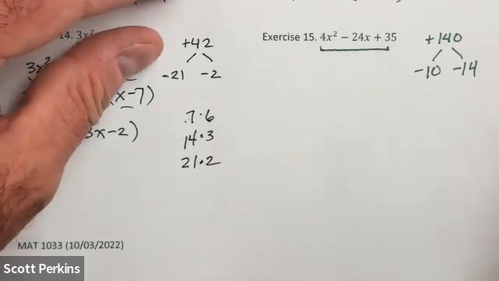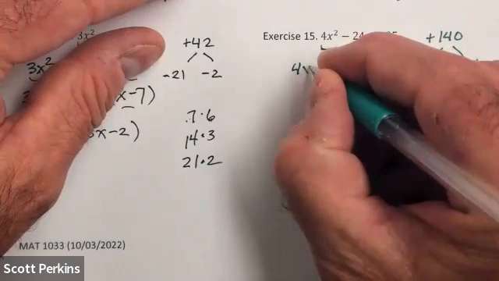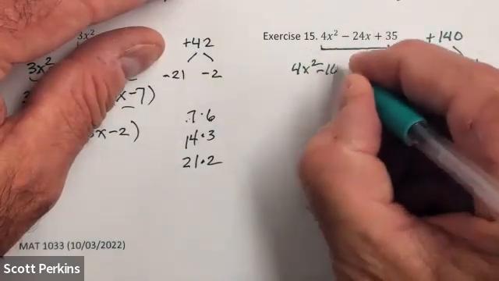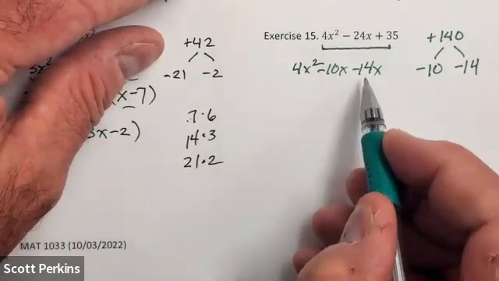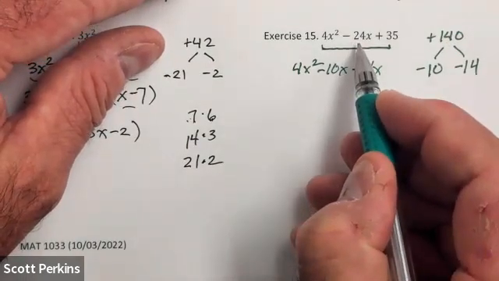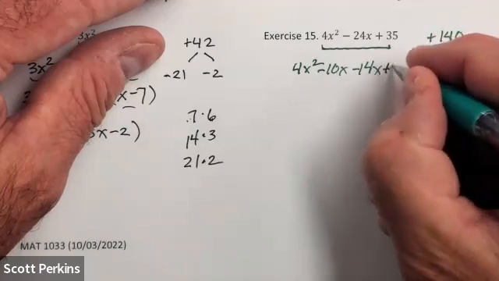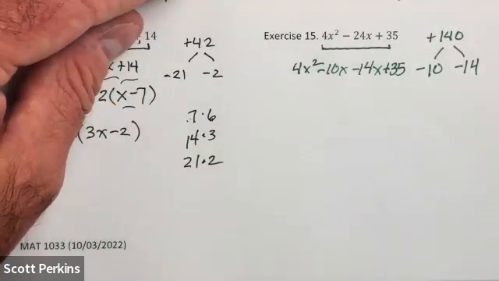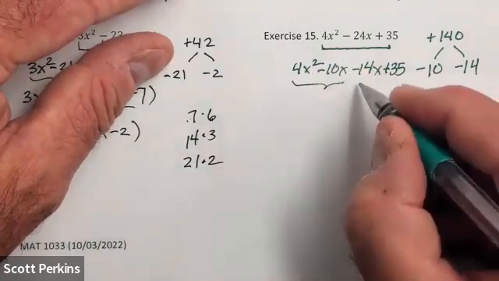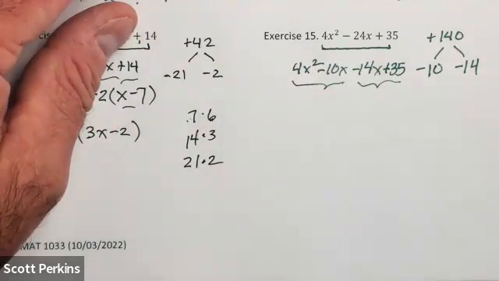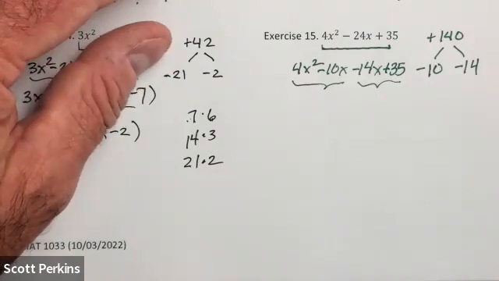All right, so let's see how you did. I'm going to take the 4x squared. I'm going to put in a negative 10x and a negative 14x. And you can see negative 10 and negative 14 adds up to negative 24x. So again, I've not changed anything. I've just reformatted what I started with. And the reason I reformatted is I wanted it to have 4 terms so I can use my grouping method that we talked about last time.